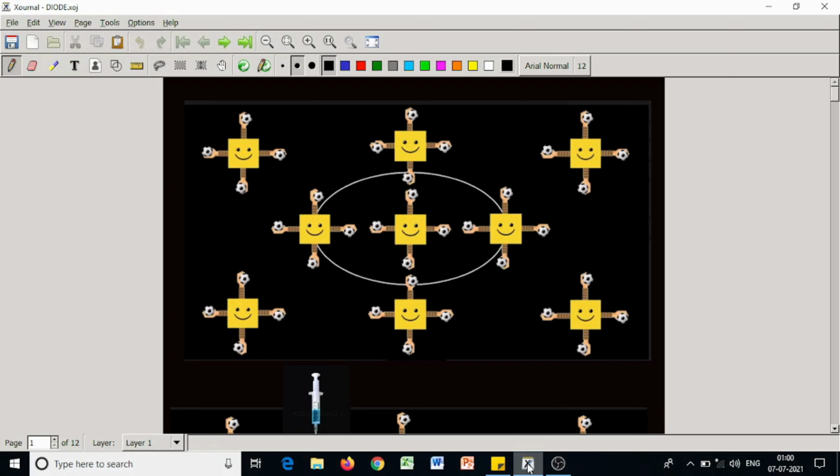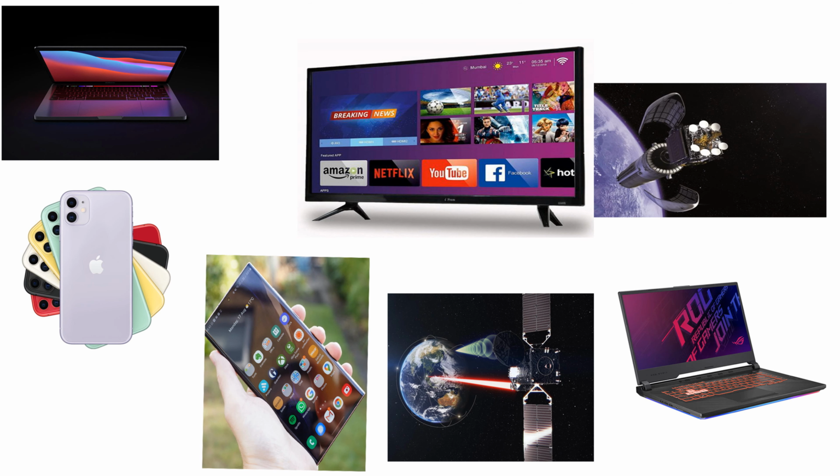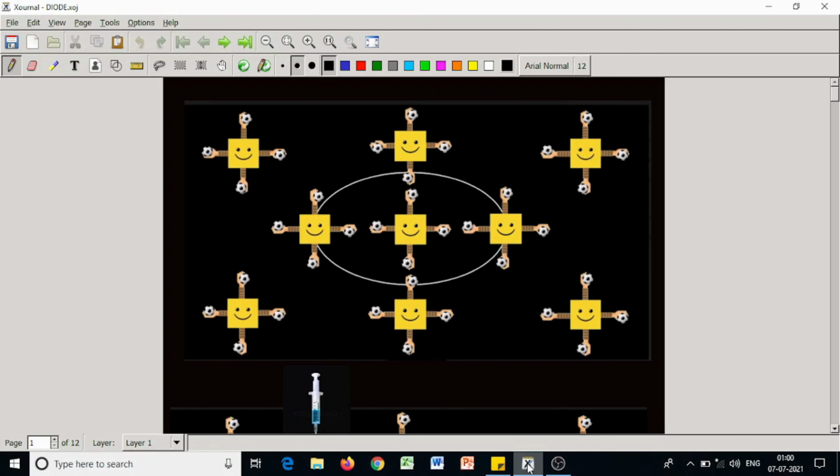All of us use TV, mobile phones, computers, all of which are composed basically of a large number of diodes and transistors. Diodes and transistors are composed of semiconductors. So it is very interesting to know how semiconductor diodes work.